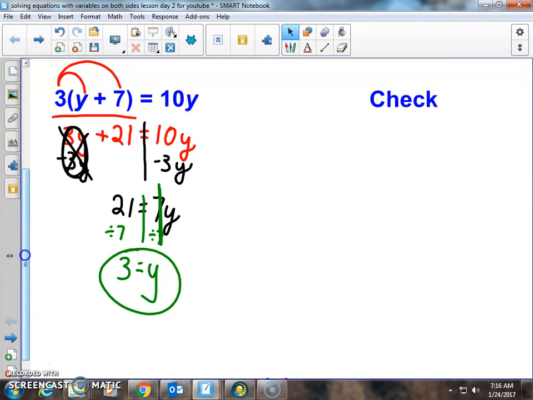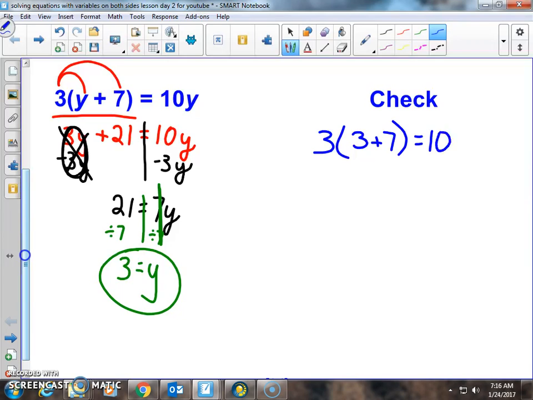Now you'll notice on the right it says to check it. So to check it, I'm just going to substitute. I have my original equation, 3 parentheses y plus 7. But if I think y is 3, I'm going to substitute in that 3 that I just solved for earlier. Plus 7 in parentheses equals 10 times y. And we thought that y is 3. So we'll substitute a 3 there. And then we'll just follow our normal order of operations. 3 plus 7 is 10.